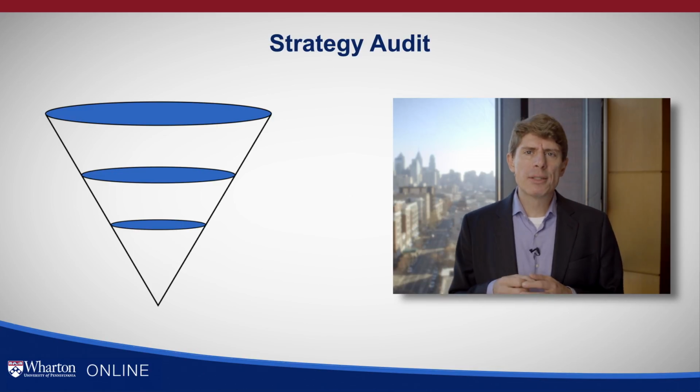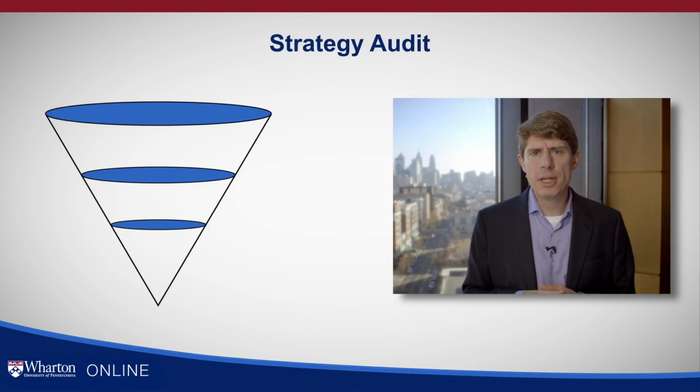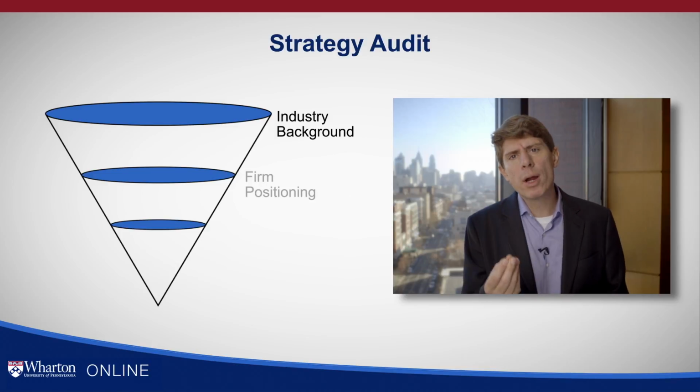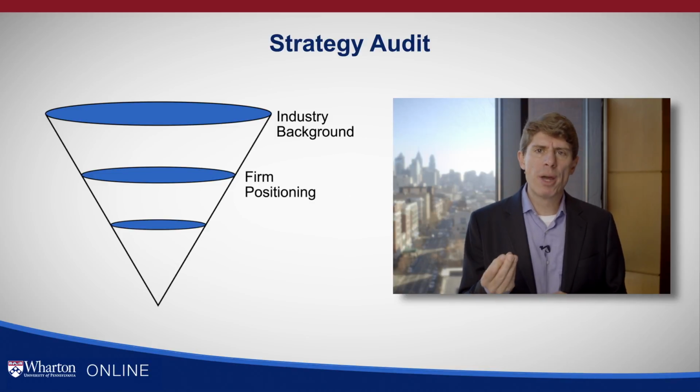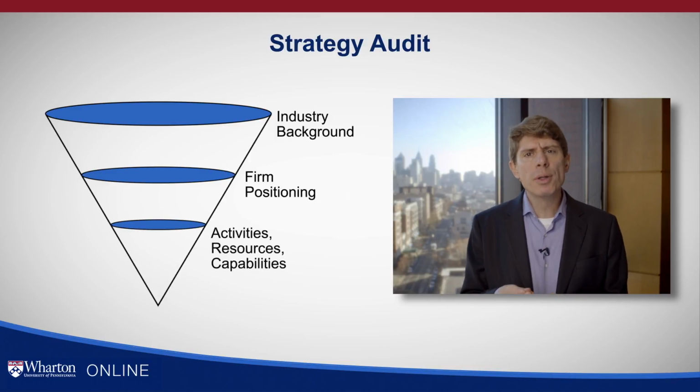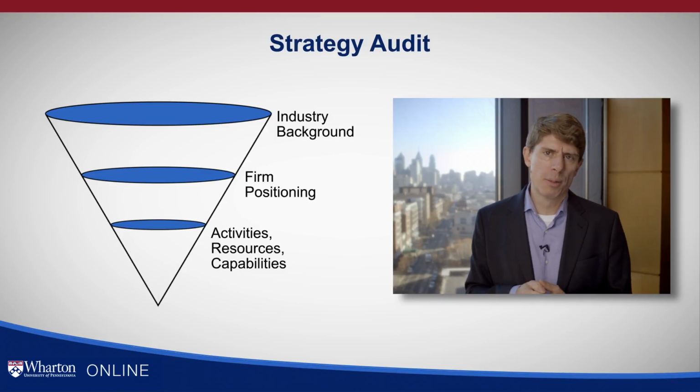Now, if we think about the internal and external fit, what I want to do with you is take you through a process that I've called a strategy audit, which is a fairly systematic way that will allow us to analyze both the internal and the external fit of a company. To do this, there are again three broad questions we need to answer. The first, I usually start out by asking, what are the forces that affect everyone within an industry? So I want to get some sense of the industry background. Secondly, I want to understand where our firm is positioned relative to its competitors. And the third question is, what are the activities and capabilities that the firm has put in place that allow it to implement that particular positioning?